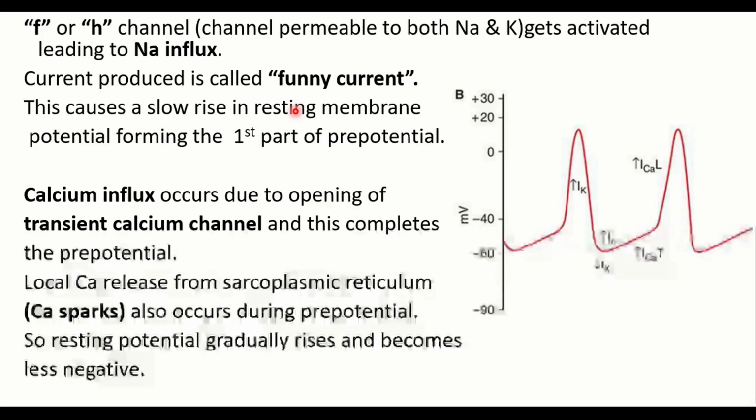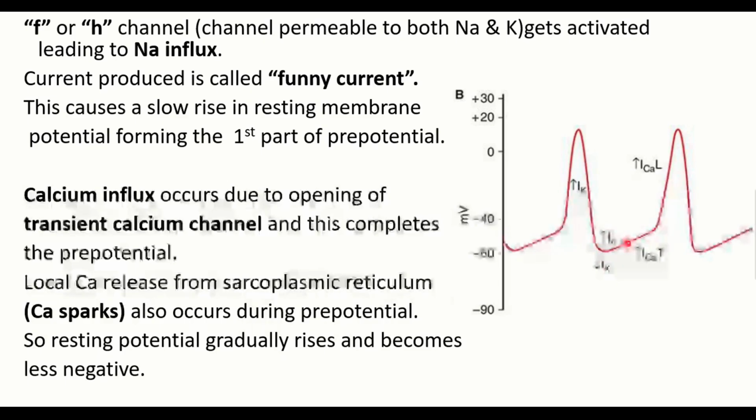Now another channel known as the F channel or H channel is activated. This channel is permeable to both sodium and potassium, but sodium influx dominates. This causes a slow rise in the resting membrane potential, which forms the first part of the pre-potential. This phase, starting from this point up to this point, is the pre-potential, and the initial half of the pre-potential is made by this opening of the F channel or H channel leading to sodium influx. Because of the sodium influx, you can see the resting membrane potential is rising towards the positive side.